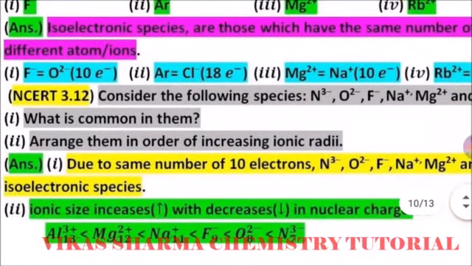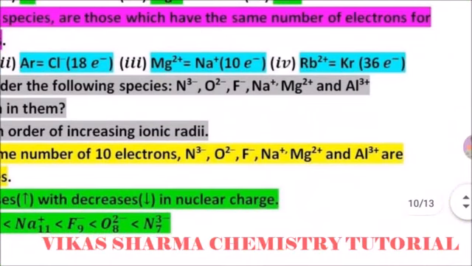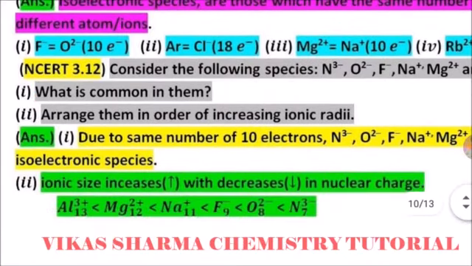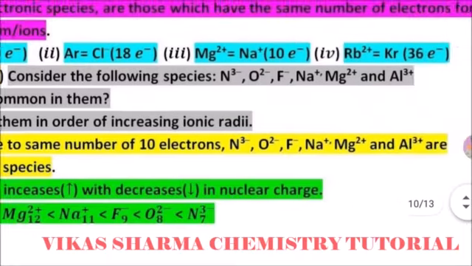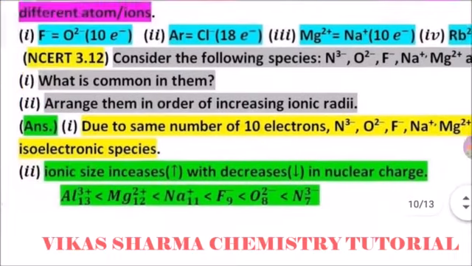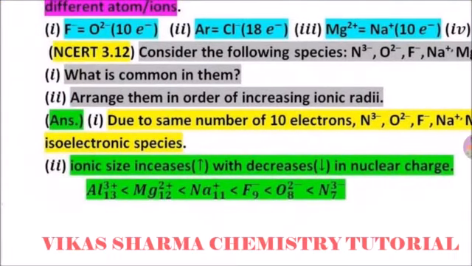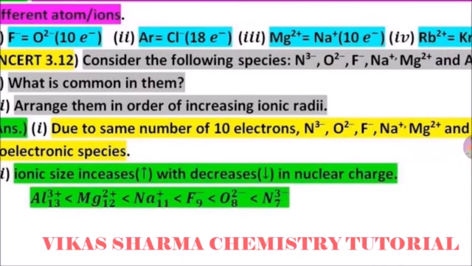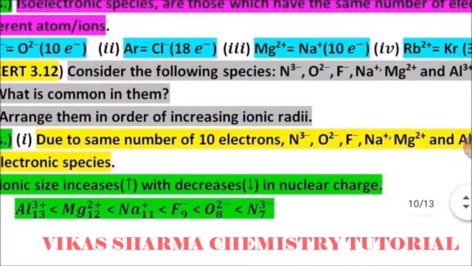NCERT 3.12 question: consider the following species: nitride ion, oxide ion, fluoride ion, sodium ion, magnesium ion, and aluminium ion. What is common in them? Arrange them in order of increasing ionic radii. Due to the same number of 10 electrons, they are considered isoelectronic species. Ionic size increases with decrease in nuclear charge. So the smallest is the aluminium ion, then magnesium ion, then sodium ion, then fluoride ion, then oxide ion, and the greatest size is carried by the nitride ion.